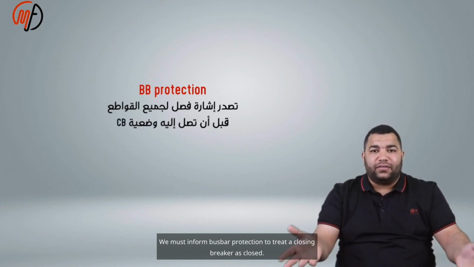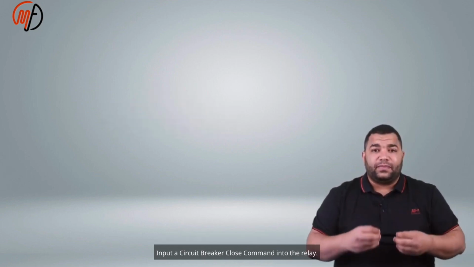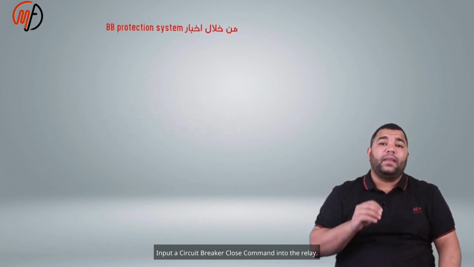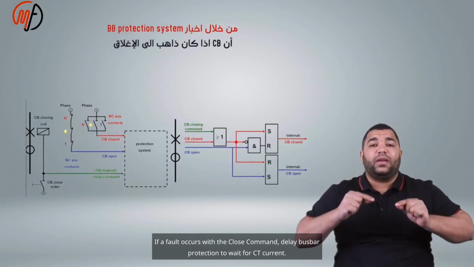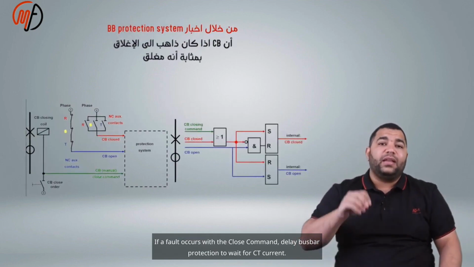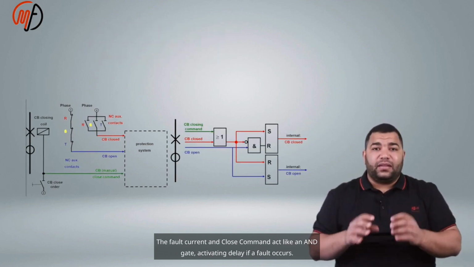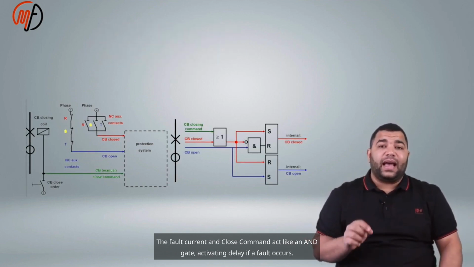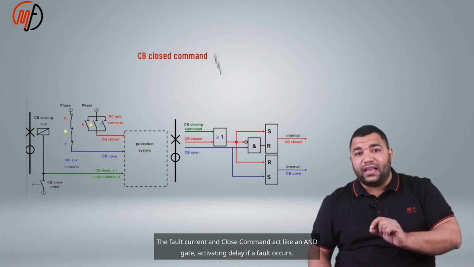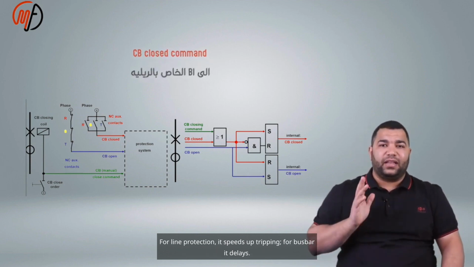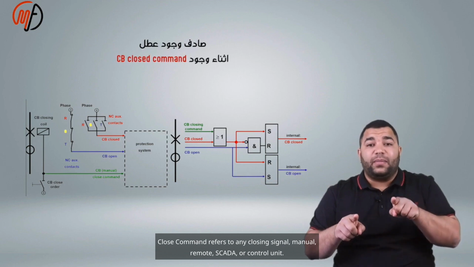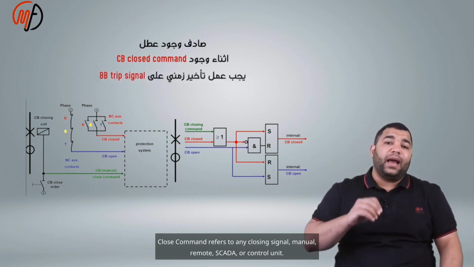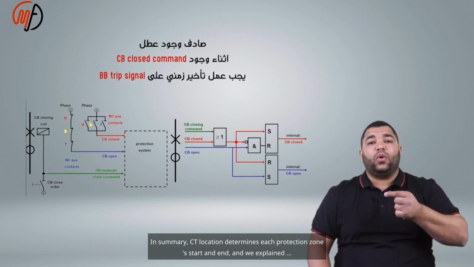Input a circuit breaker close command into the relay. If a fault occurs with the close command, delay busbar protection to wait for CT current. The fault current and close command act like an AND gate, activating the delay if a fault occurs. For line protection, it speeds up tripping. For busbar, it delays. Close command refers to any closing signal: manual, remote, SCADA, or control unit.